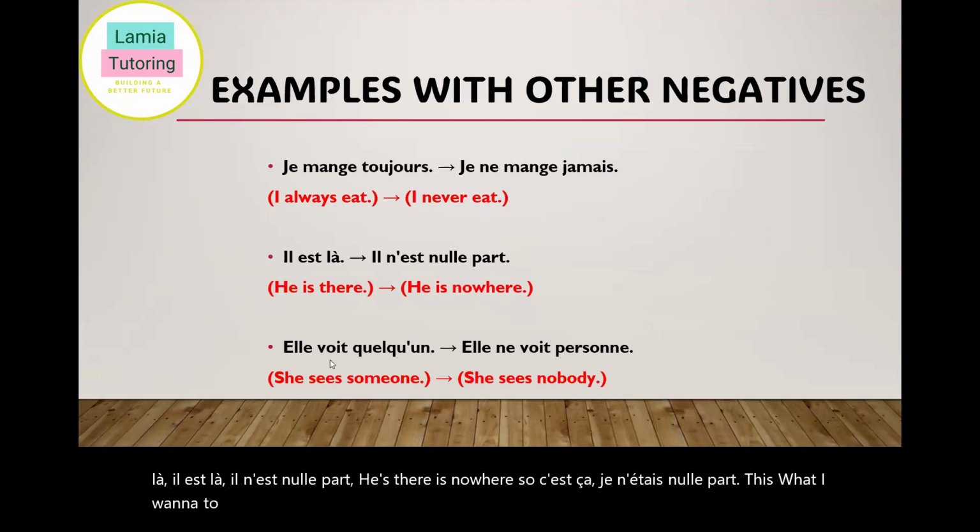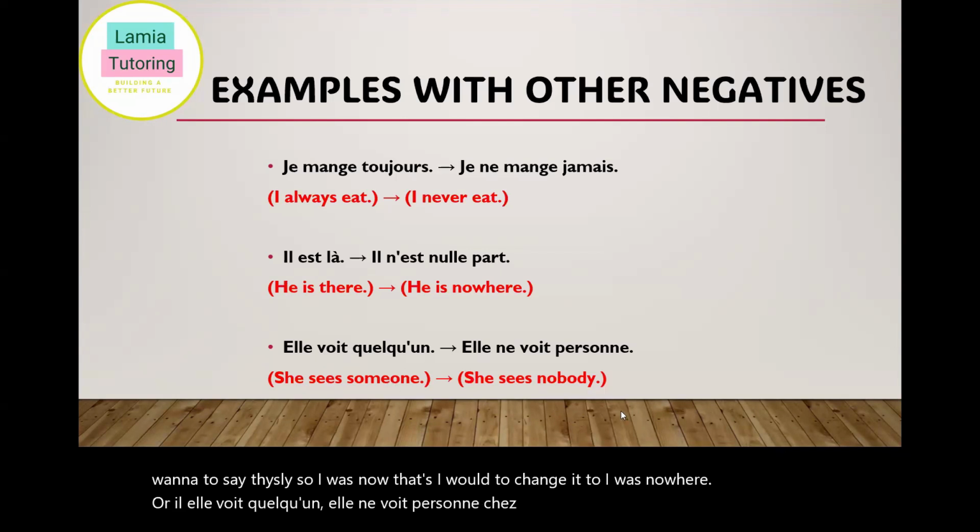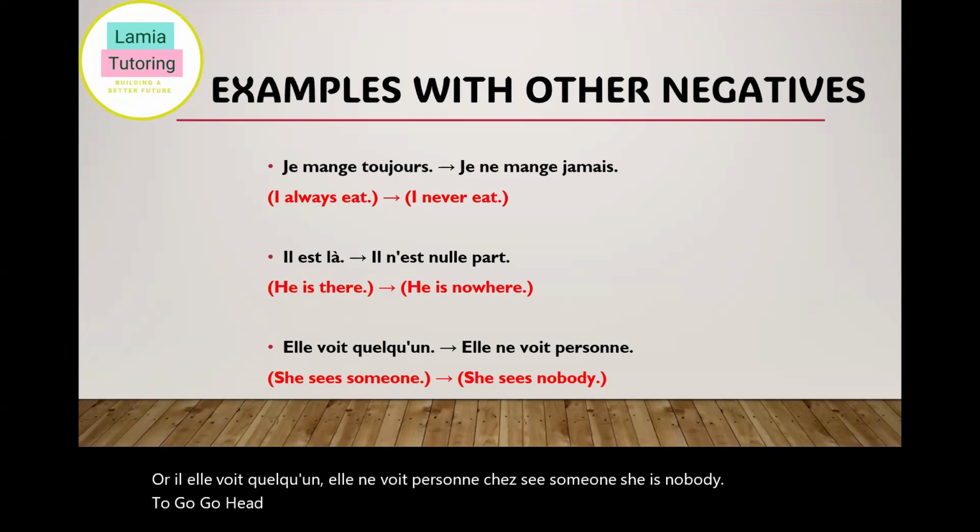Okay. So, I was nowhere. I would change it to "I was nowhere." Okay. Elle voit quelqu'un, elle ne voit personne. She sees someone, she sees nobody. Okay. So, go ahead if you wanna write it down.